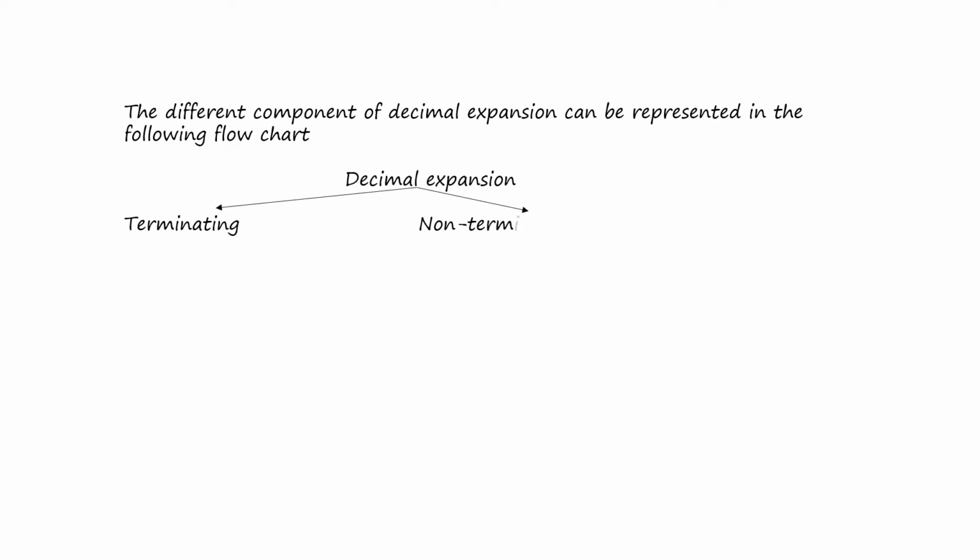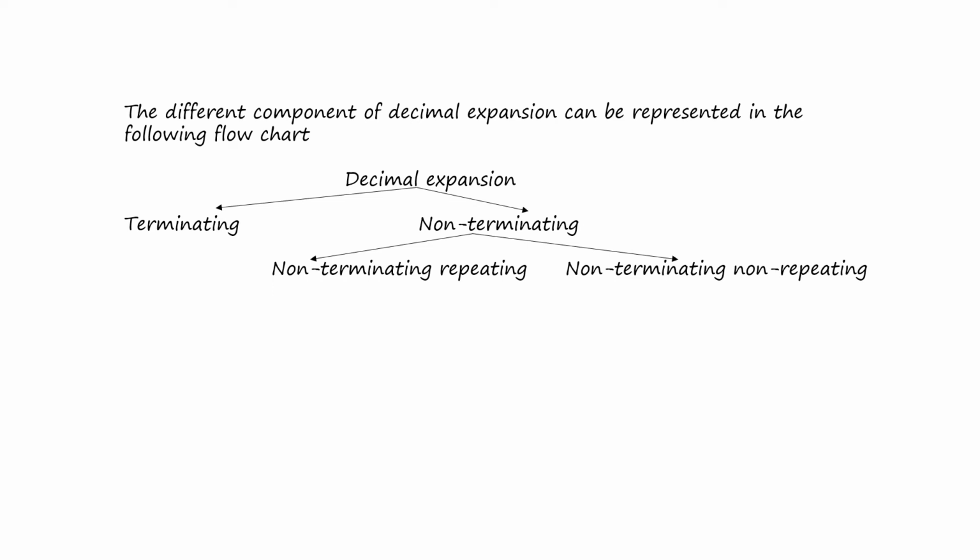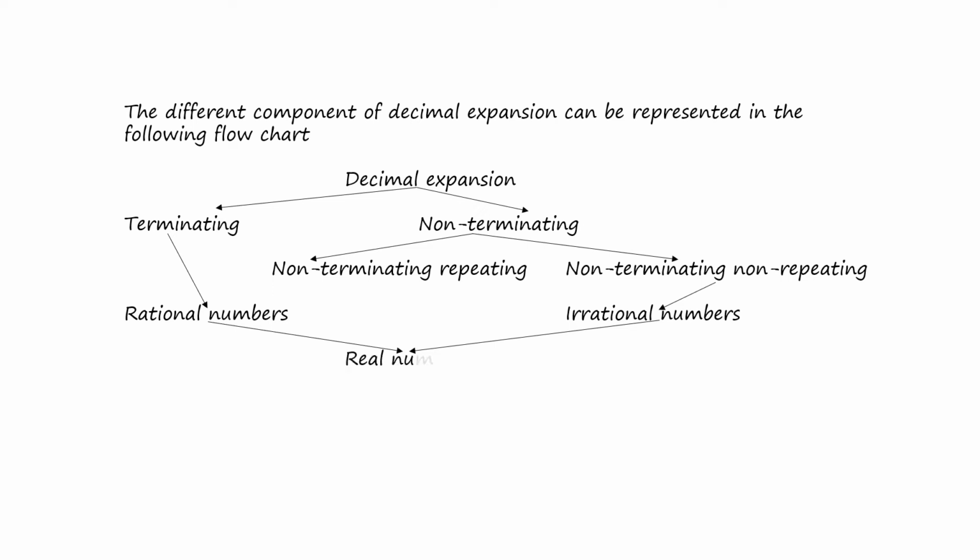Let us understand the different components of decimal expansion, and this can be represented by the following flowchart. Decimal expansion is of two types, terminating and non-terminating decimal expansion. Again, non-terminating decimal expansion is further divided into two parts, non-terminating repeating and non-terminating non-repeating. If we go further, terminating decimal gives rational numbers and non-terminating, non-repeating decimal expansion gives irrational numbers. And rational numbers and irrational numbers put together constitute real numbers.